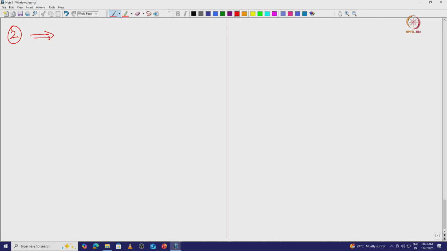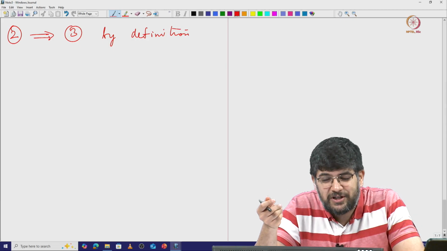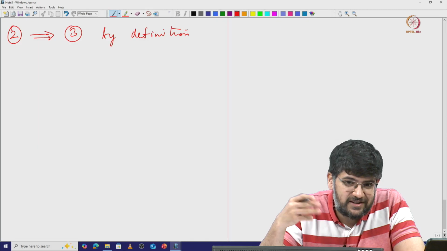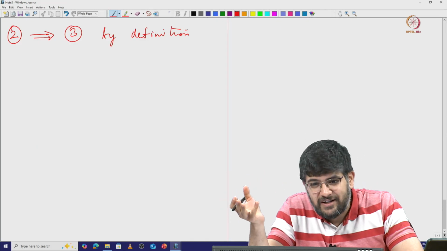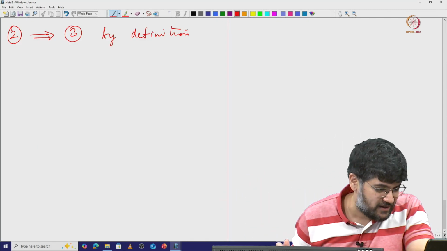Now obviously 2 implies 3 by definition, because 2 says that for all p the domain of the exponential map is the entire tangent space, whereas 3 says that there exists some p for which this holds, so obviously 2 will imply 3.